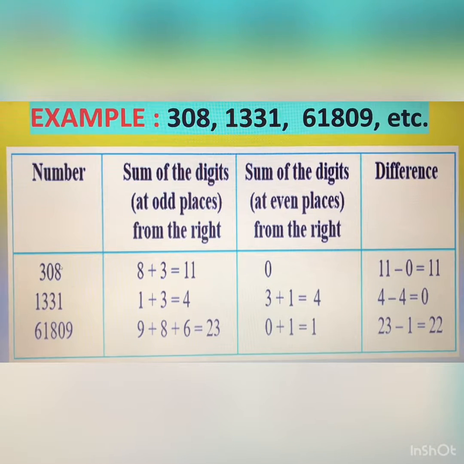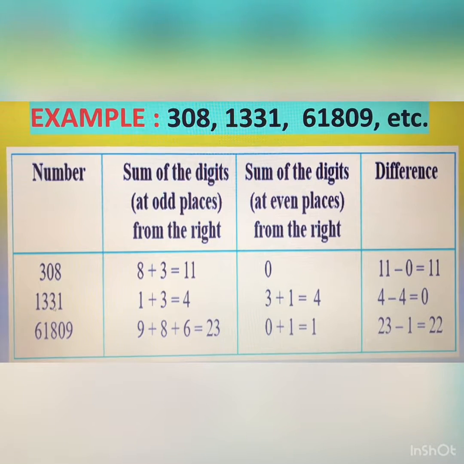So 1 is odd and 3 is odd. So you can add 8 plus 3, that is 11. And the even place is only 0, so you write only 0. Now the difference of 11 and 0 is 11. And you can see here 11 is divisible by 11. Therefore this whole number is divisible by 11.